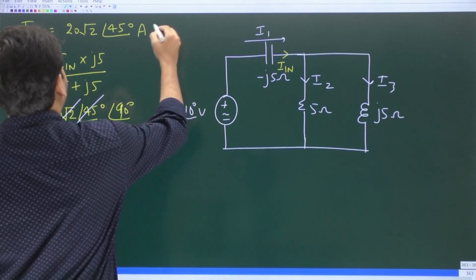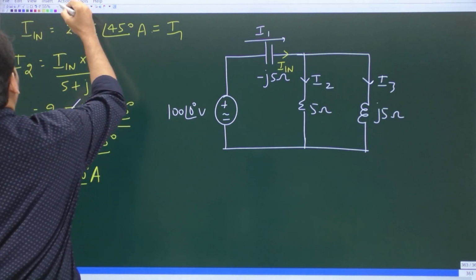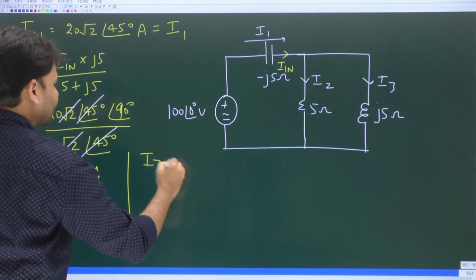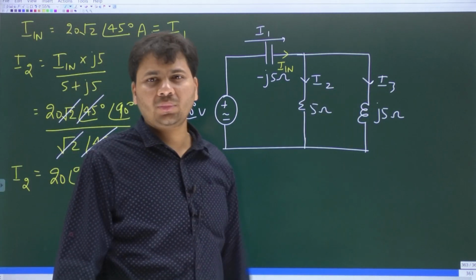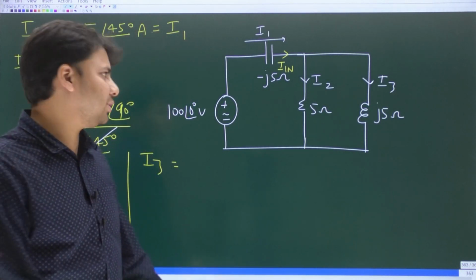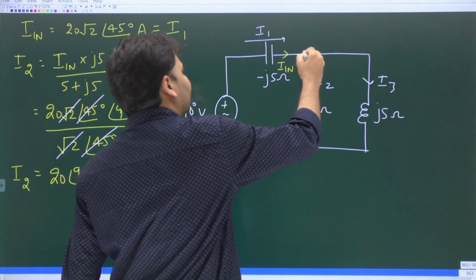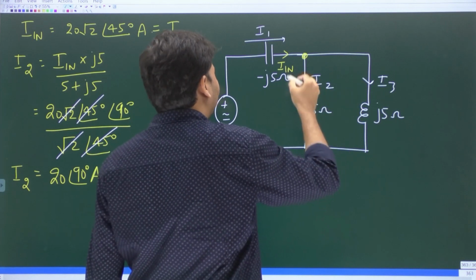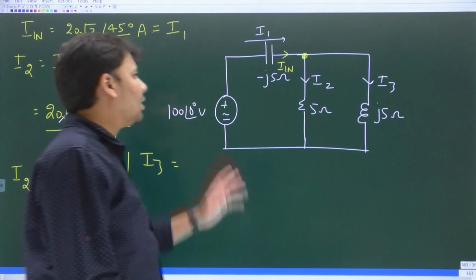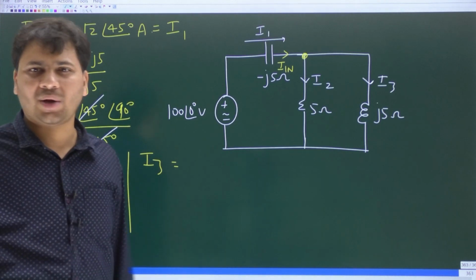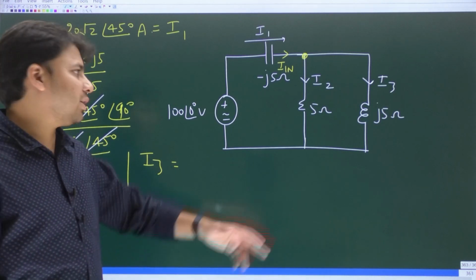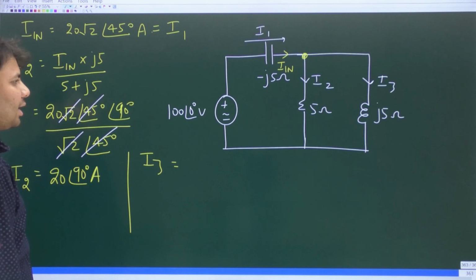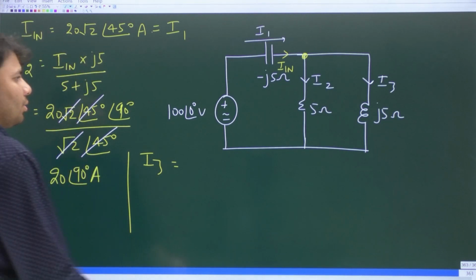Okay. And remember, this IN is the same as I1. The only remaining current is I3. Again, I3 is the current through the inductor. Again, we will apply current division, or you can also write KCL, because anyway at this point, IN is entering, which will split into I2 and I3. Since already we know both IN and I2, I3 can be written as IN minus I2. But I will apply current division. You can also get it by subtracting I2 from IN. IN minus I2 will be I3.